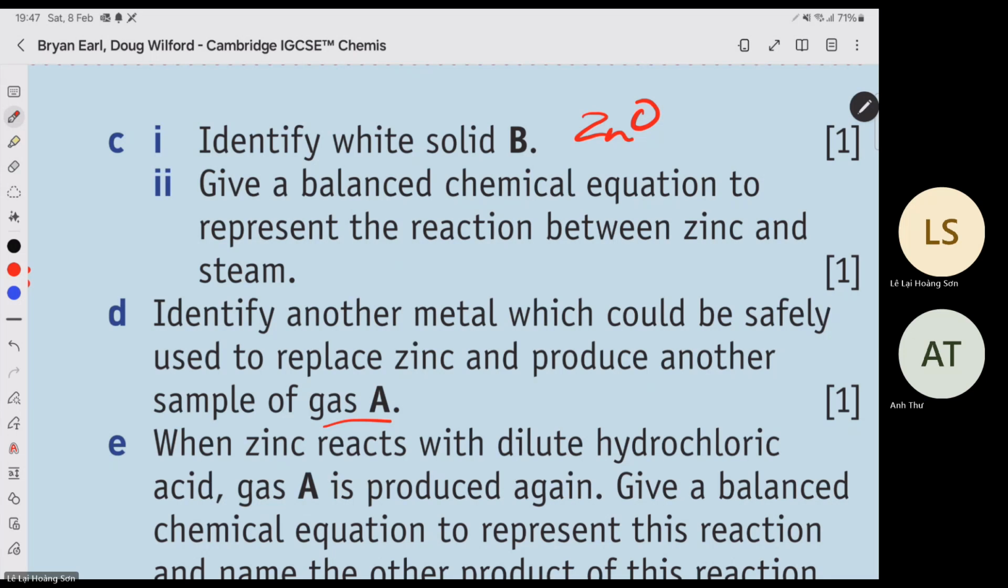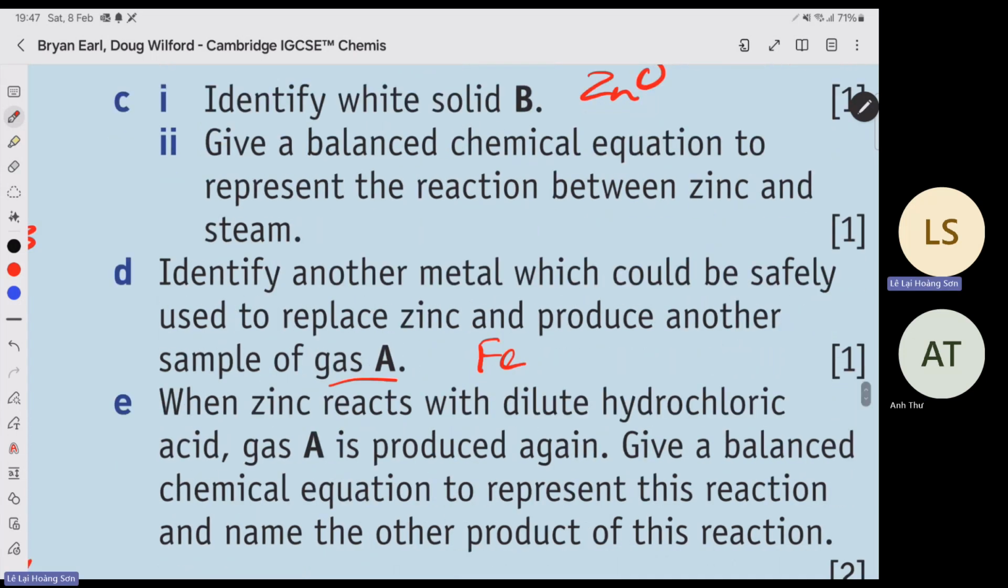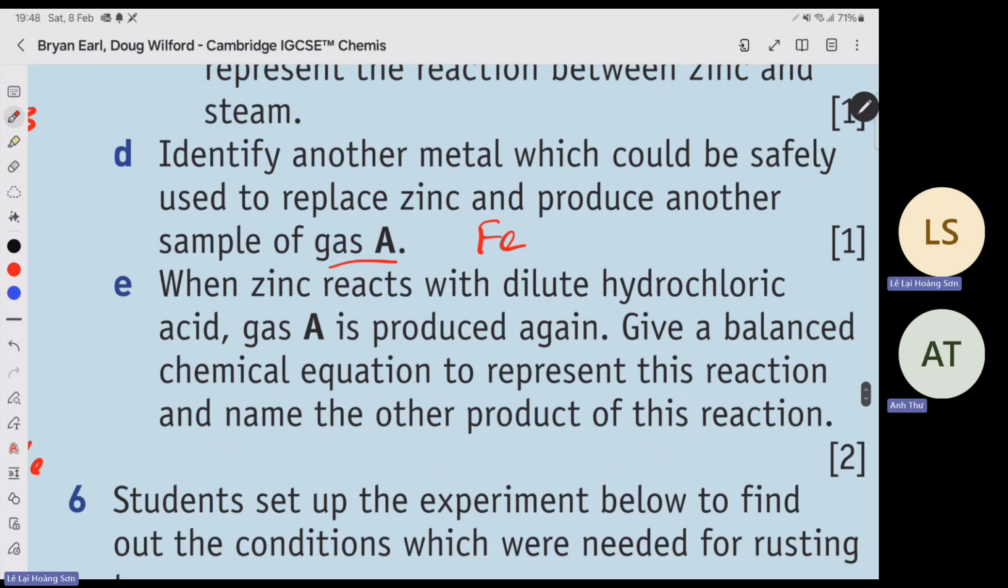Iron is okay. Iron can also be used. Yeah. When zinc reacts with dilute hydrochloric acid, A is produced again.